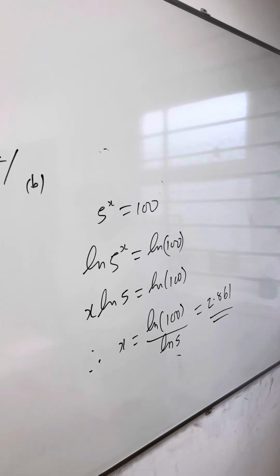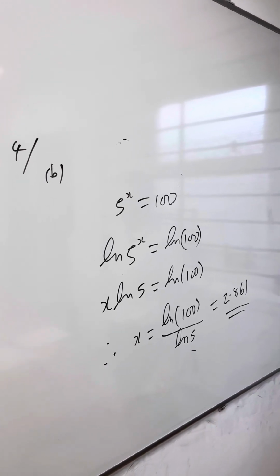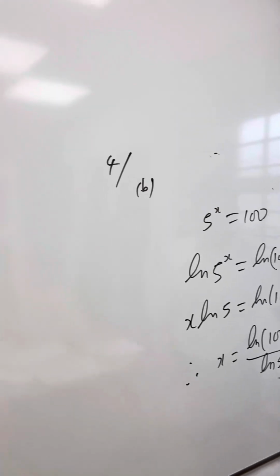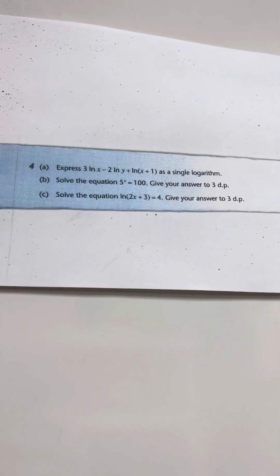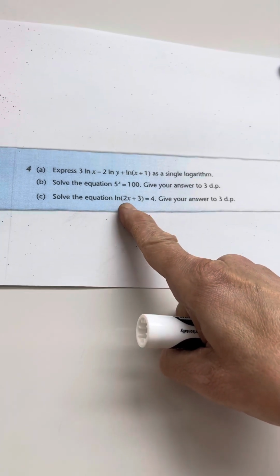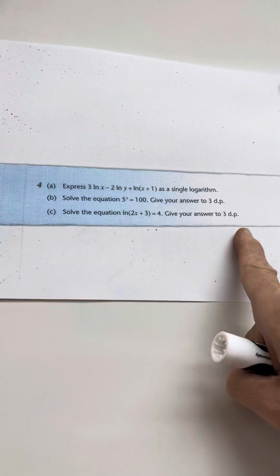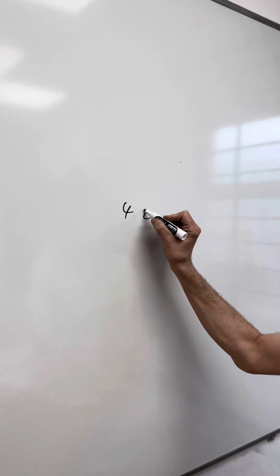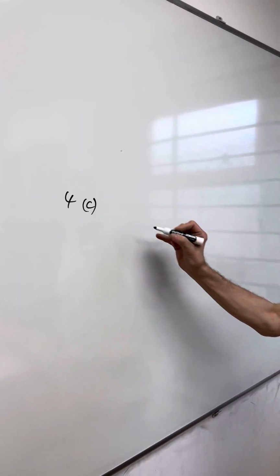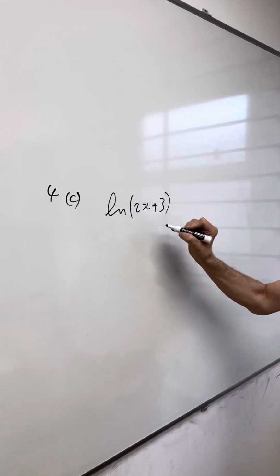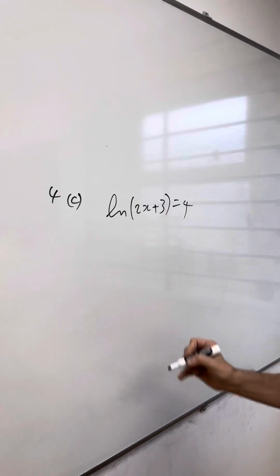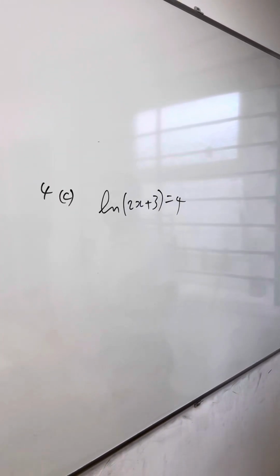Okay, now let's address the final question. It says solve the equation ln, log to the base e, of 2x plus 3 equals 4. Give your answer to 3 decimal places. We're going to find x here. Let's write down the question. We've got ln, which is log to the base e, of 2x plus 3 equals 4. So remember the definition of log.